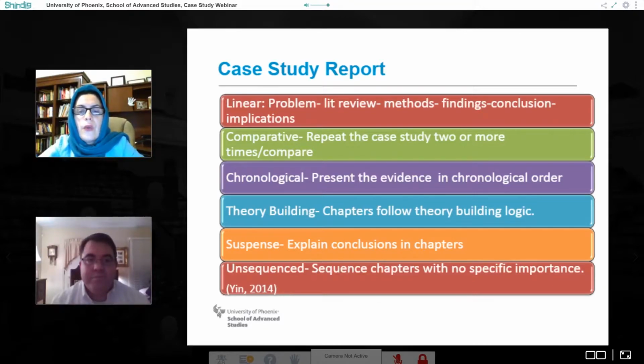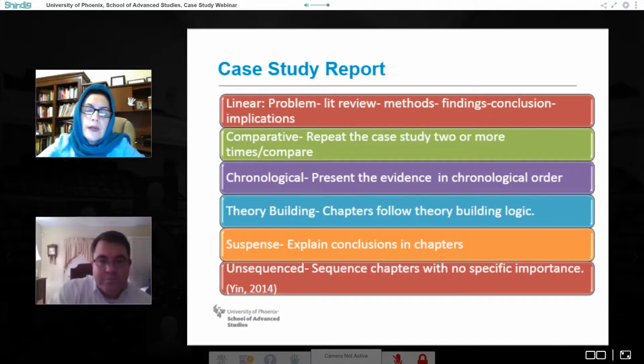The other recommendation is going with the time order, like presenting everything based on time. Particularly when it comes to your method section, you present the evidence as you collected the data and provide it in time order.